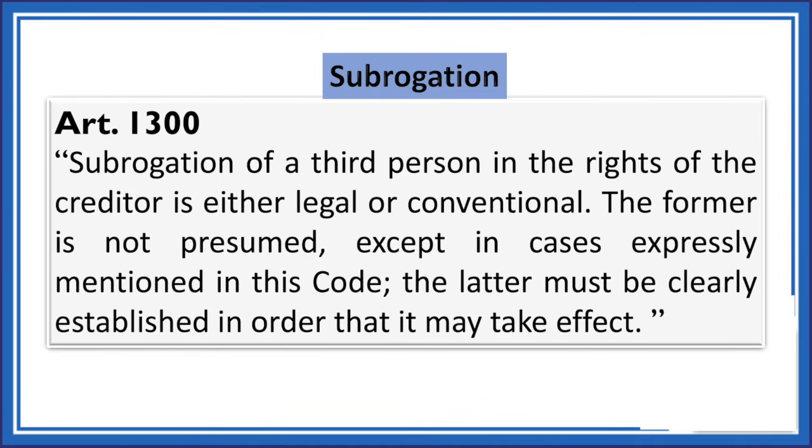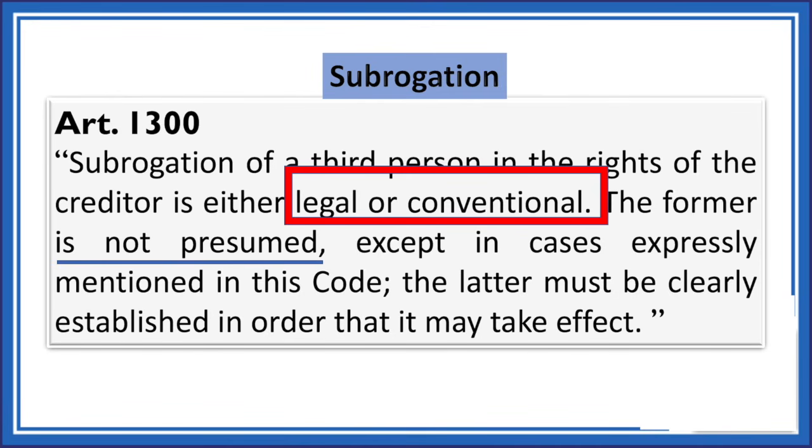Anyway, si Article 1300 also talks about the two kinds of subrogation. Sabi, legal or conventional. When you say legal daw, the former is not presumed. So, yung legal subrogation is not presumed. Meaning, kailangan talaga expressly provided. Merong batas na nagsasabi na ito ay may subrogation. Okay? Tapos, conventional subrogation ay dapat daw must be clearly established in order that it may take effect. So, kailangan naman clearly established siya.